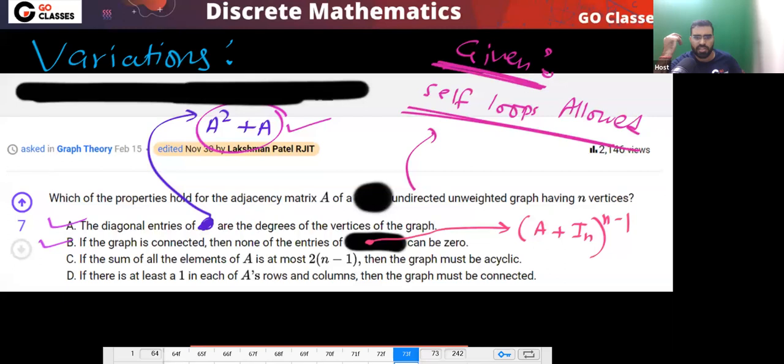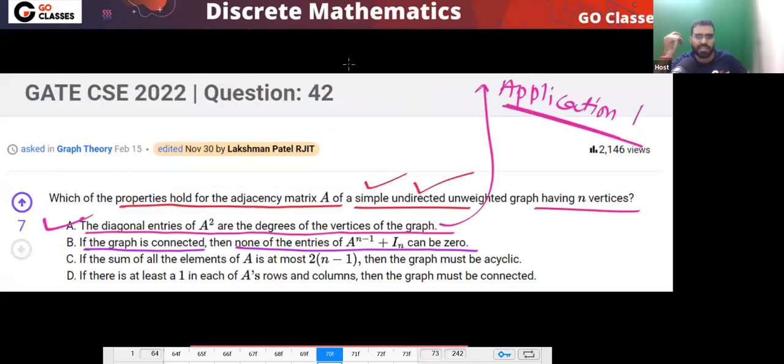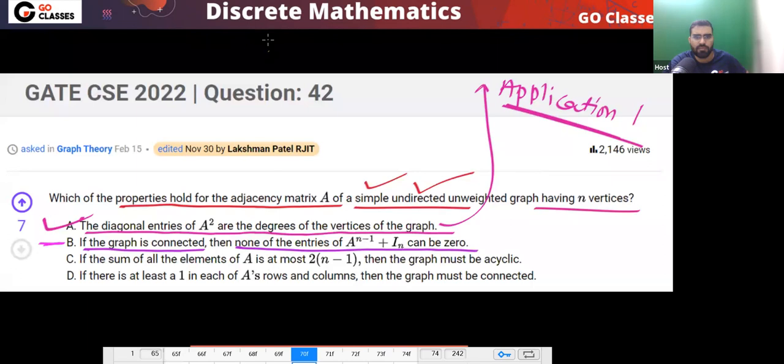So now let's see. This statement is false, but can you prove it? In the GATE exam, how will you do this for option B? You can take a connected graph and still this can be false. For example, for this option B, consider this graph A, B. If the graph is connected, none of the entries can be zero. For this graph, it will not work.